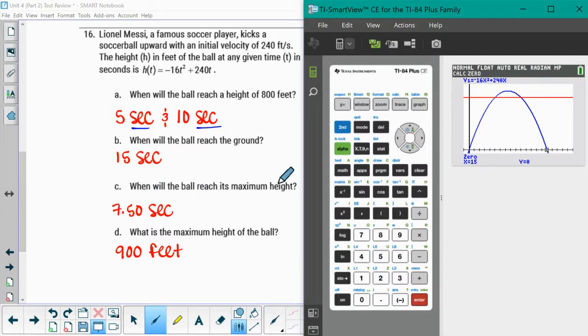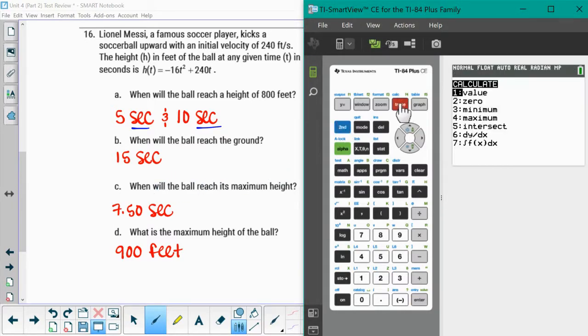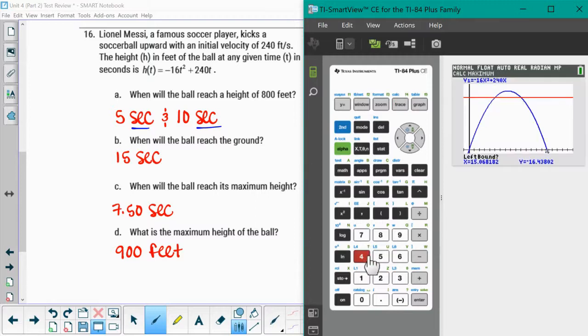When will the ball reach its maximum height? I'm going to go second, trace, maximum. And it's going to ask me again for a left bound. So I'm going to move to the left of my maximum point, move to the right of my maximum point, hit enter one more time. It reaches its maximum height at 7.49999. We round it to 2 decimal places, so 7.50 seconds. And its maximum height is 900 feet. So there is number 16.